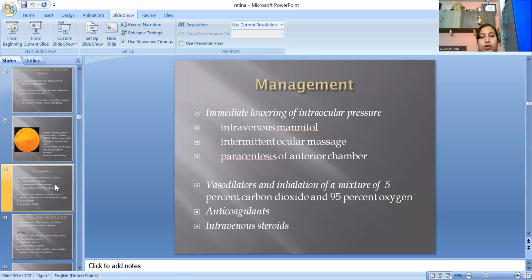Also by giving anticoagulants and intravenous steroids. But mostly these are all controversial, and it is very important to lower down intraocular pressure in CRAO, and the intermittent ocular massage can be done by goniolens. So these are the various measures which should be done if a patient comes as an emergency patient with central retinal artery occlusion.